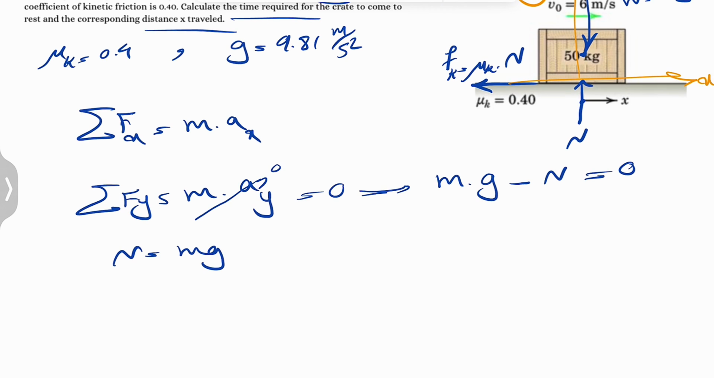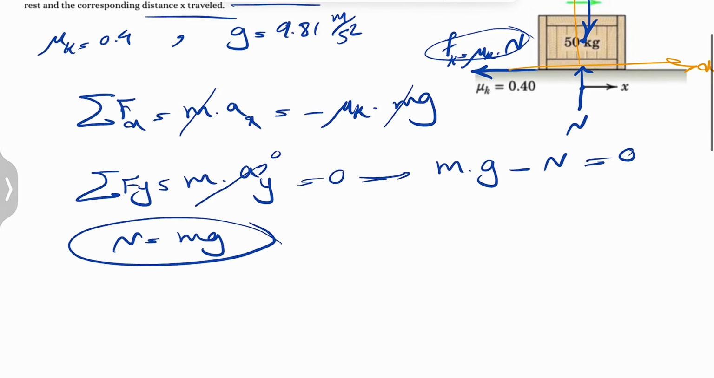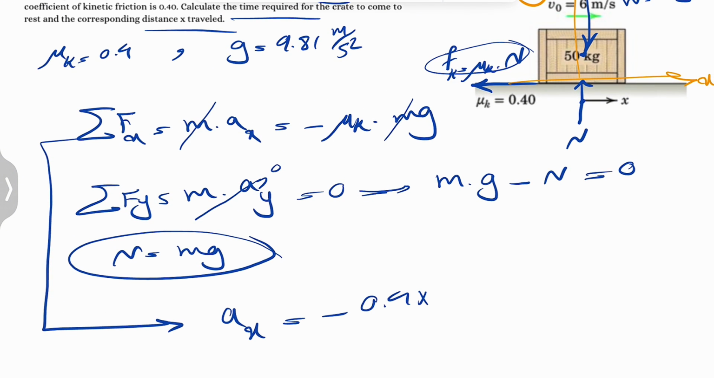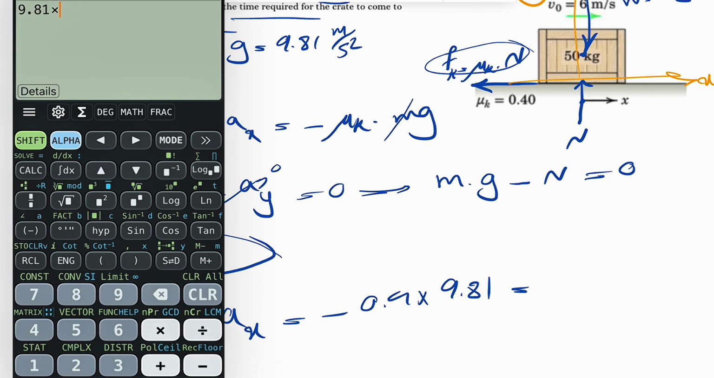But for x, we're going to have a different story, because we can see the box is moving along the x-axis. So the only force that we have in the x direction is the friction force, which is in the negative direction of x. So negative mu k times N, which we figured out is mg. So we can cancel out mass on each side. From this equation, we can find acceleration in x, which is basically negative mu k, which was 0.4, times the acceleration of gravity, 9.81. So 9.81 times 0.4, negative 3.92 meters per square second.